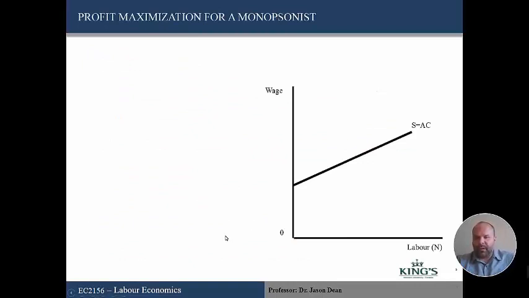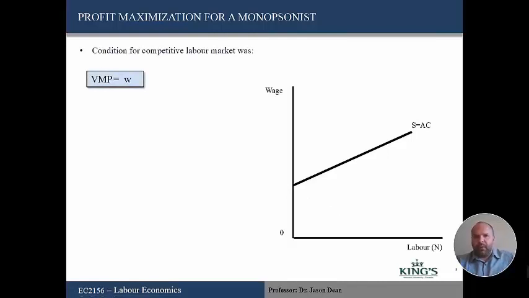Okay, so we have a diagram here. We're looking at the wage and labor space. We have our supply curve, and as we said, the supply curve is the average cost curve. So for example, if we want to hire this amount of labor, we need to pay a wage of this amount. And whatever that wage is, that's going to be the average cost per worker.